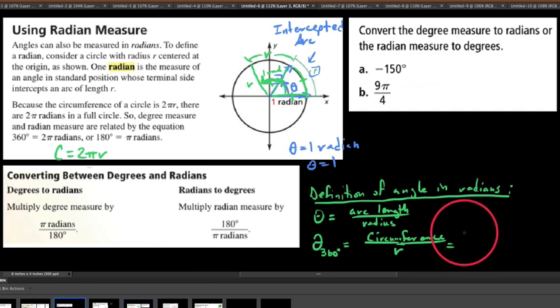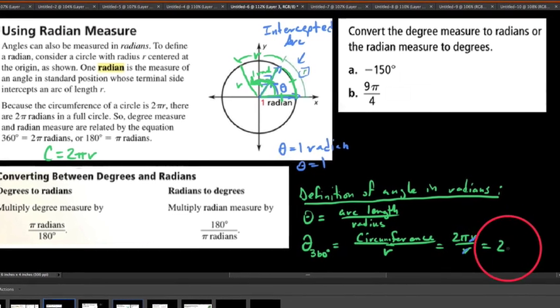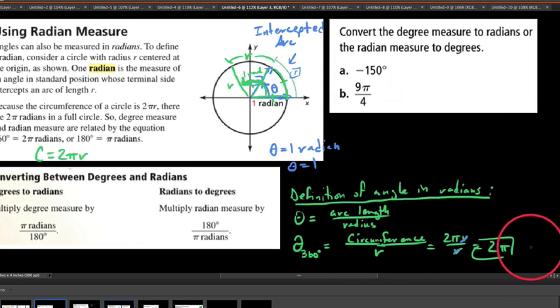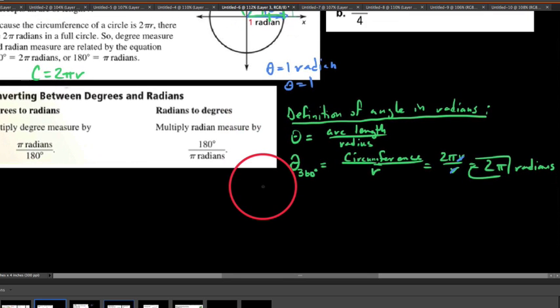And so what we're going to do here is take 2 pi r and divide by the radius, and we can easily see that the radius is going to divide out. But basically what this means is 360 degrees is the same thing as 2 pi radians. We don't ever have to write radians. If you say that an angle is a real number and not with a degree symbol, then we assume you mean radians.